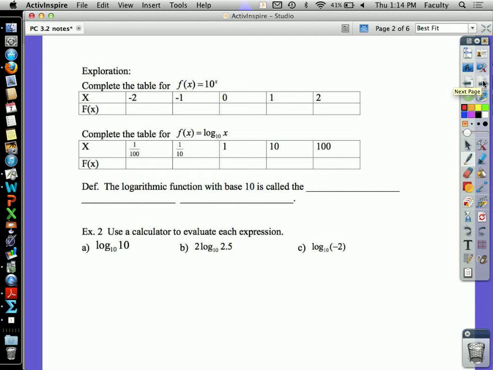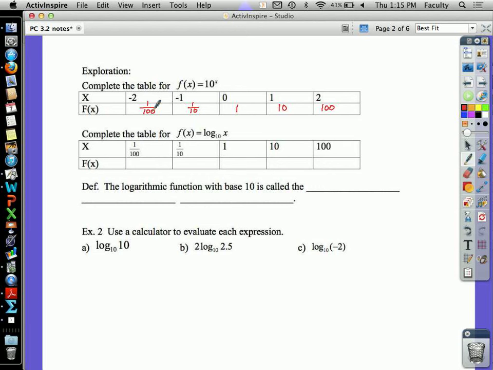All right, now we're going to look at an exploration here. If I have f(x) = 10^x and I want to fill in the table, well, I'm going to start on the right side because that's easier for me. 10 squared is 100. 10 to the first is 10. 10 to the 0 is 1. 10 to the negative 1 is 1/10. 10 to the negative 2 is 1/100.